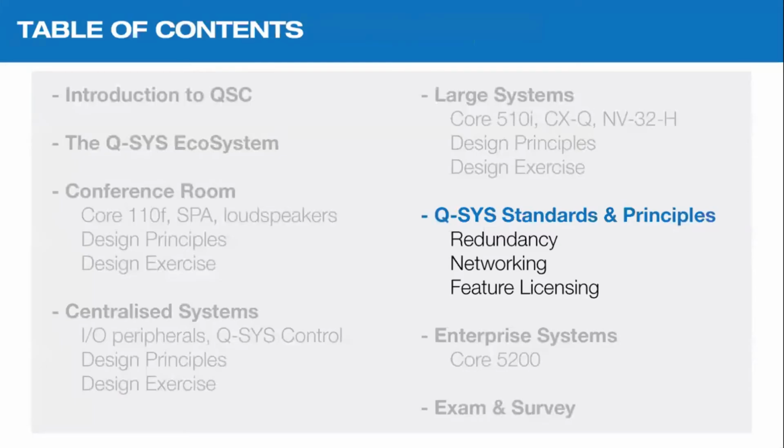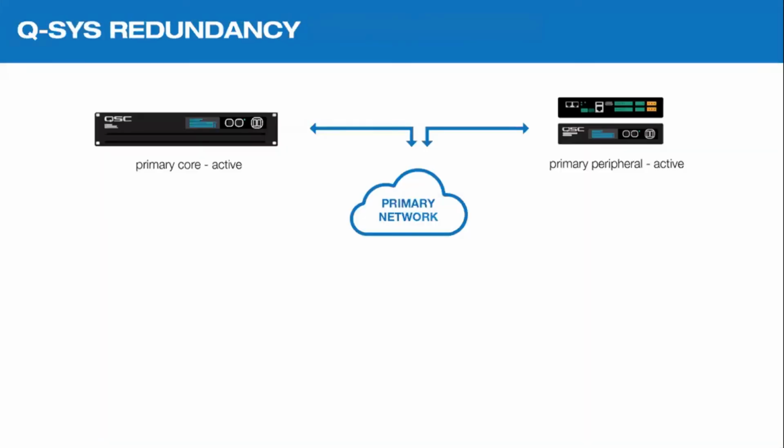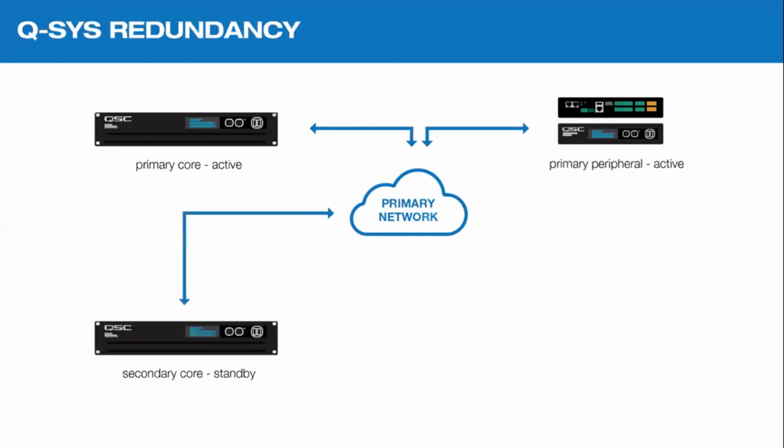So yeah, on that topic, let's really have a look at some principles. We spoke briefly about redundancy. Most systems don't have the budget to run it, but some applications like maybe government or a theme park where you needed high availability, you can run the core or the whole Q-SYS network in a variety of redundant modes.